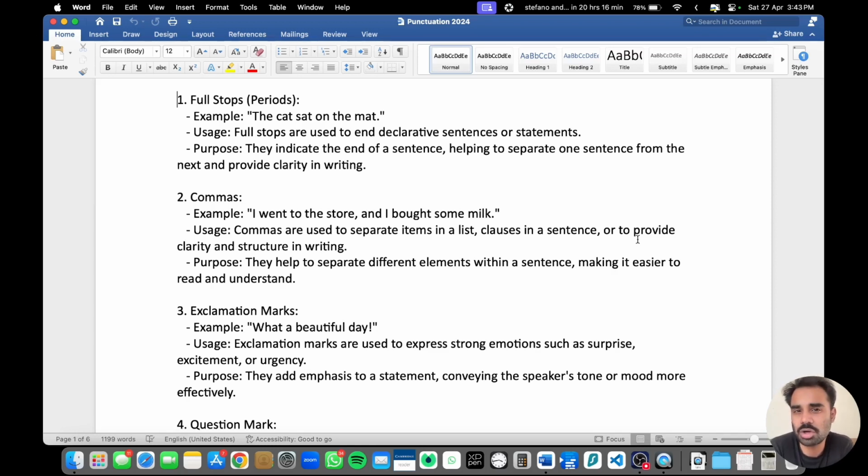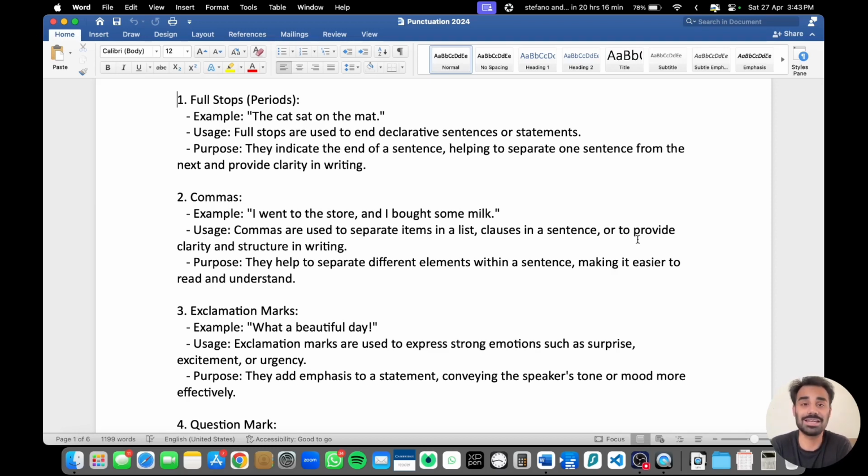Now let's talk about the common error. Let's say the sentence was: I went to the store, comma, I bought some milk. It seems very fine because I'm separating it with a comma. But in English grammar, it's a very prominent rule that you cannot separate two independent clauses with only a comma.